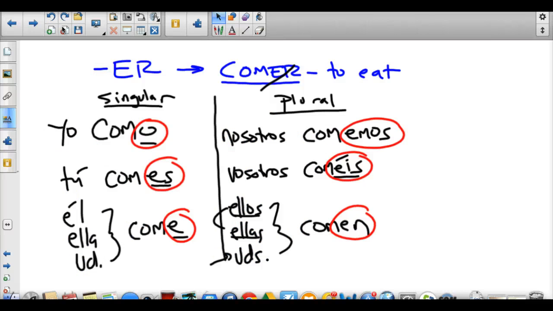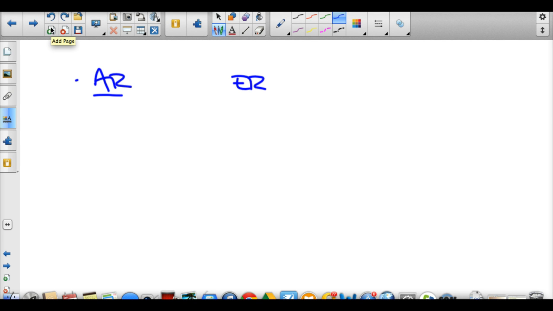Let me see here, I'm on the wrong page. Let's add another page. So we have talked about so far AR, ER, and IR verbs in this set of three screencasts that we've seen. Let's just go through the endings really quickly in different colors so that we can see them all together. And I'm not going to put the subjects.